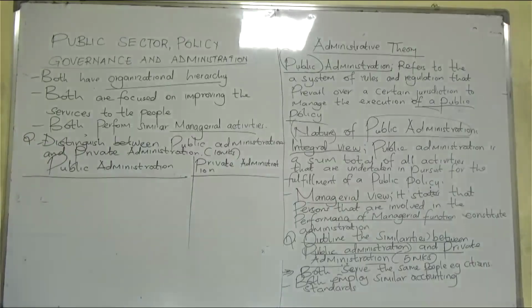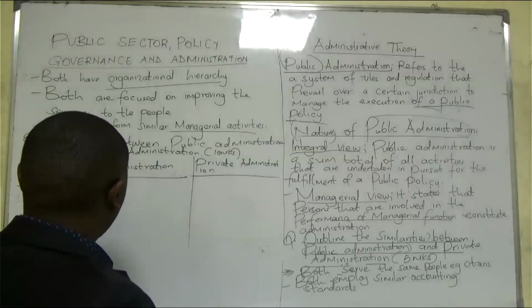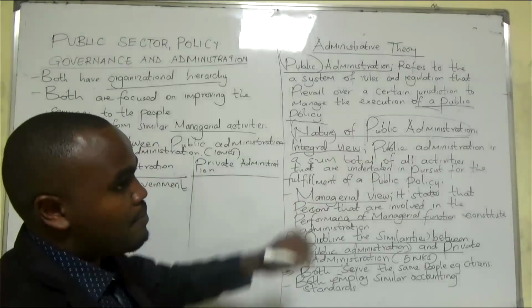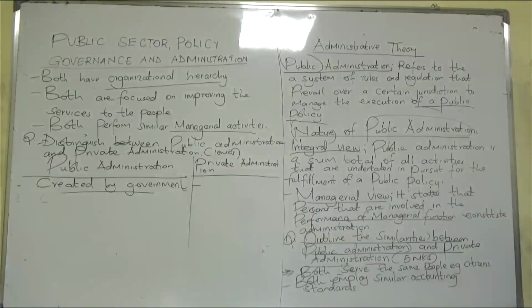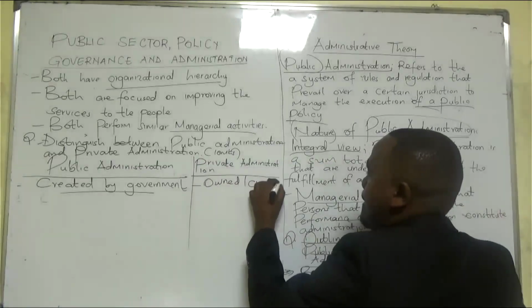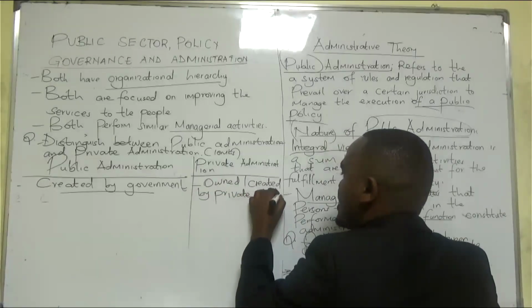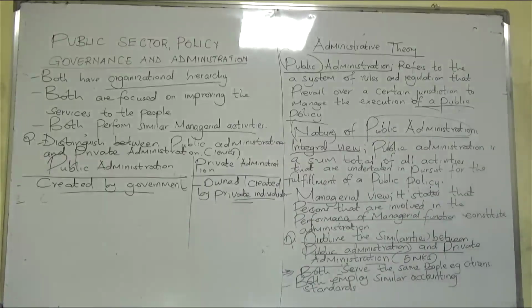One, for the public administration, obviously it is created by the government. I hope it is making sense now. When you talk of it being created by the government, it is because the government is the one that is formulating the public policy. For the private administration, it is owned or created by private individuals. Yes, in your own company, you have your own rules and regulations that you are using to solve your issues internally.